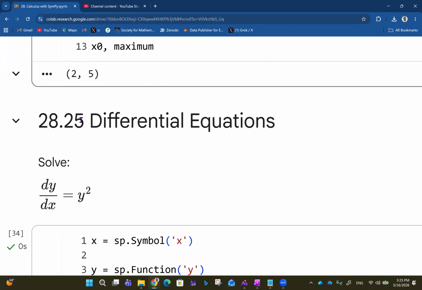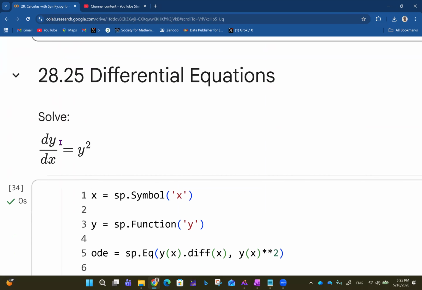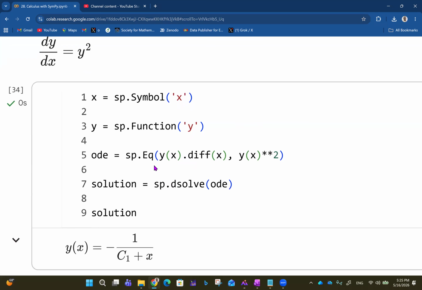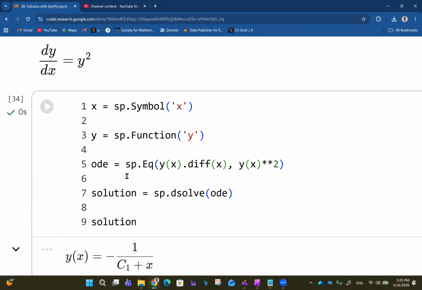So we have this. Then you can have differential equations, dy dx. So we've always done dy dx equals y, where we know that that's c1 e raised to the power x, but I just made it y squared now to make it a bit different. So you declare x as a symbol, don't forget, and you declare y as a function, because when you solve a differential equation, you're going to get a family of functions.